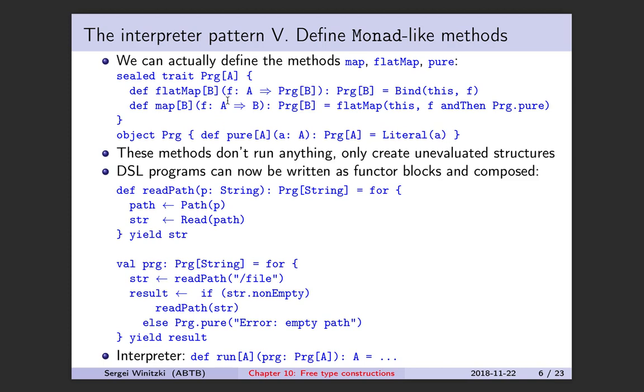So these methods don't actually compute anything. They don't run the DSL. They create further unevaluated data structures. In other words, these methods create DSL programs out of previously defined DSL programs. These are combinators, in a sense. One usually says they are combinators. These are functions that take values of some type, or several of those, and create new values of the same type.